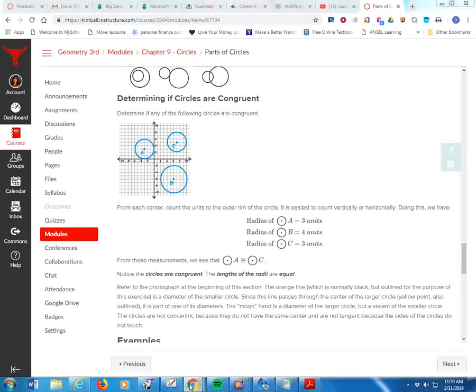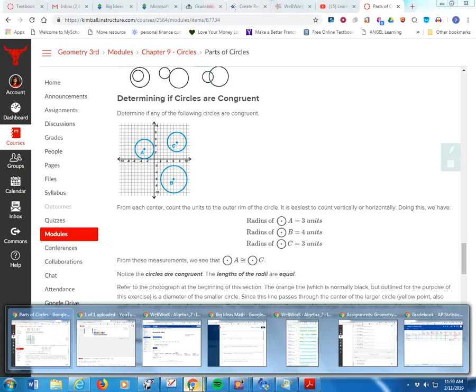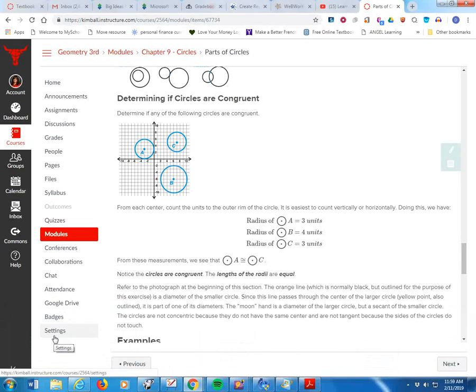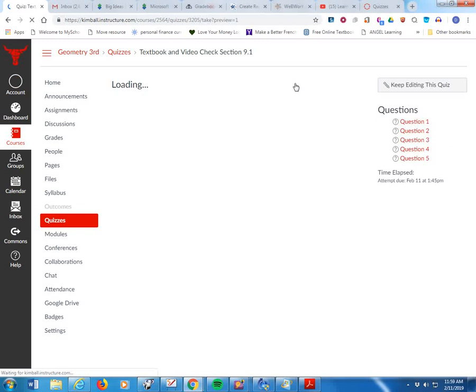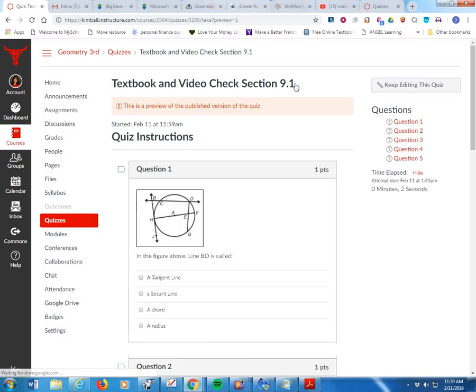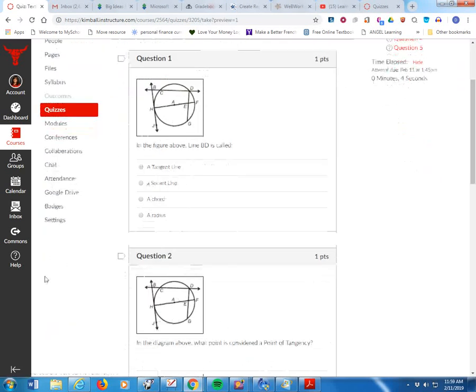Actually, I'll go through the textbook check. Let's do that. Quizzes. Actually, I think I have it open already. Okay. In the figure above, line BD is called, what is that line called? BD. A secant line. Yep.